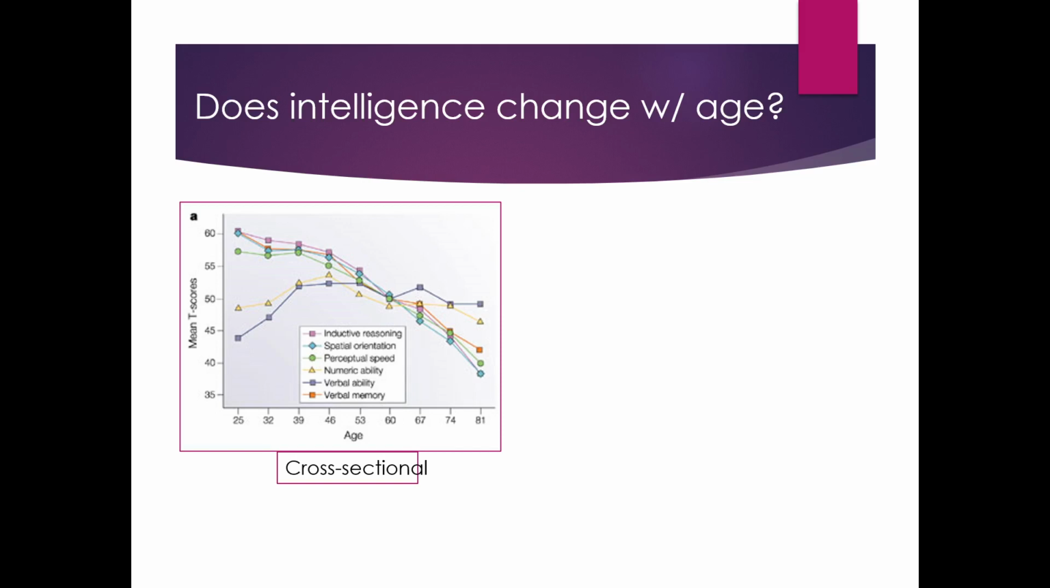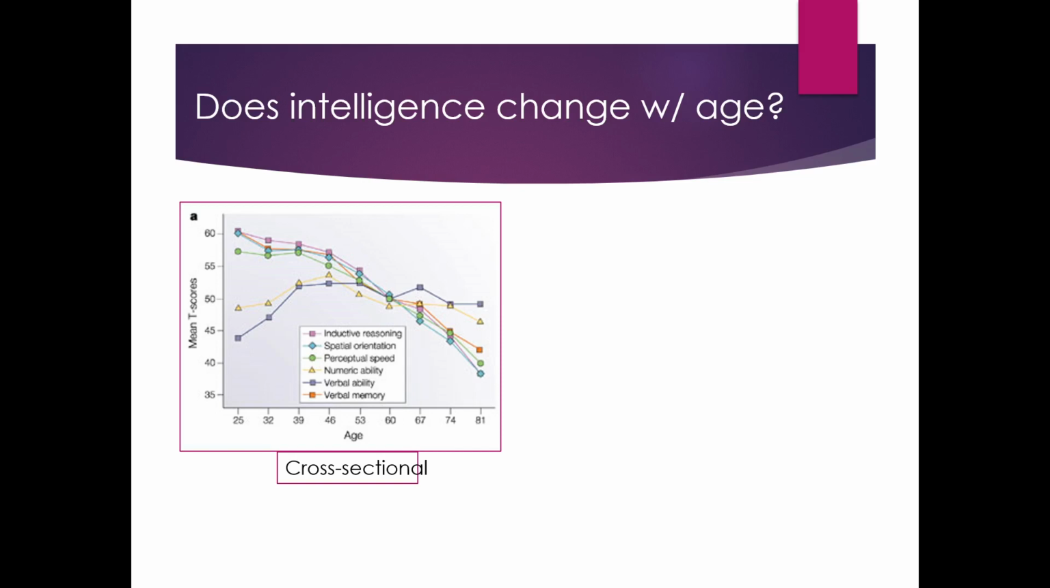Yellow triangles are numeric ability, and I don't know what that color is, periwinkle, verbal ability, and then orange is verbal memory. So what you'll notice is that if you look just at inductive reasoning, spatial orientation, perceptual speed, and then verbal memory, you'll notice that those four lines do kind of follow that cliff that I showed you in the earlier cross-sectional versus longitudinal chart.